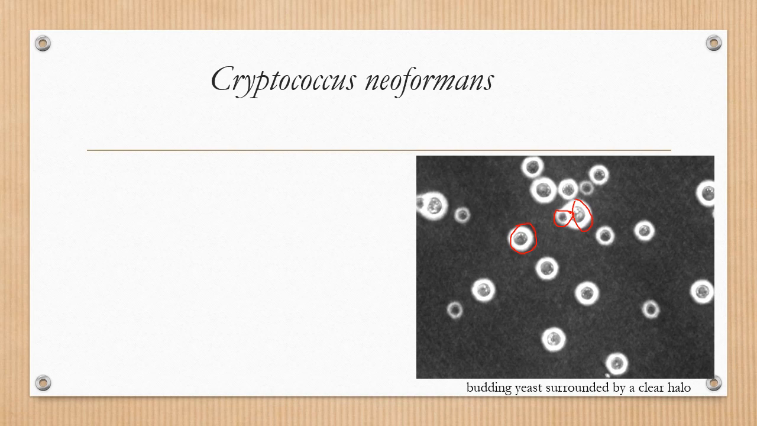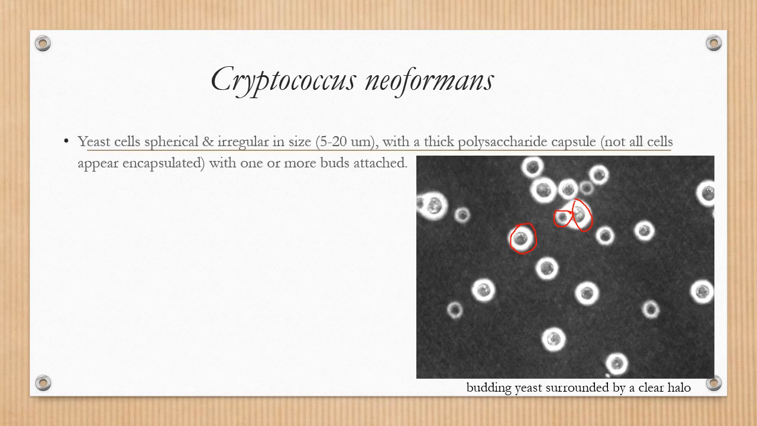So what are the characteristics? It's a yeast cell with irregular size, and there is a thick polysaccharide capsule. But you have to bear in mind some of these cells are not encapsulated, but the majority are, with one or more buds attached to it.